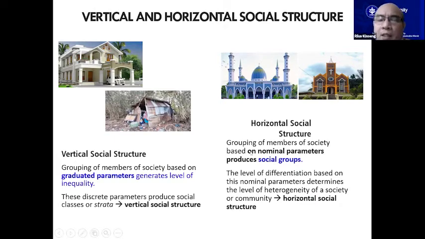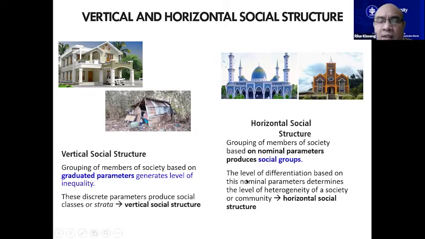Like for example, people based on their ethnicity. Every ethnic group is supposed to have more or less the same position. Even though in reality, sometimes we treat certain ethnic groups at a higher level, actually it's supposed to be the same level. So this is a horizontal social structure, grouping of members of society based on nominal parameters to produce social groups.